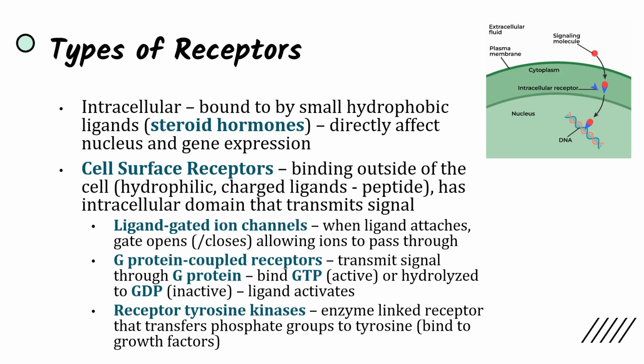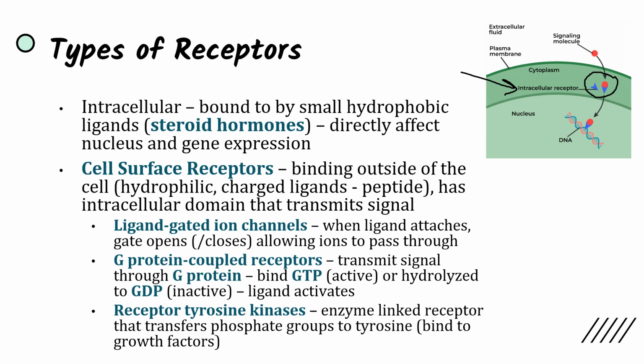Now we're going to talk about the different types of receptors. And there are two large categories here of intracellular and cell surface receptors. And intracellular receptors are, as per their name, located inside of the cell, as you can see here in this diagram on the right. And they're going to be bound to by small hydrophobic ligands, known as steroid hormones.